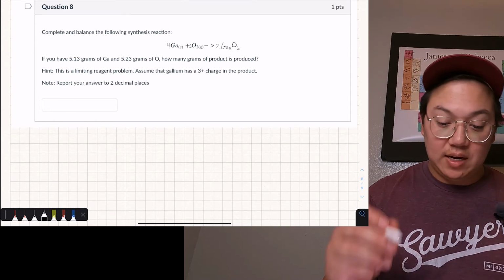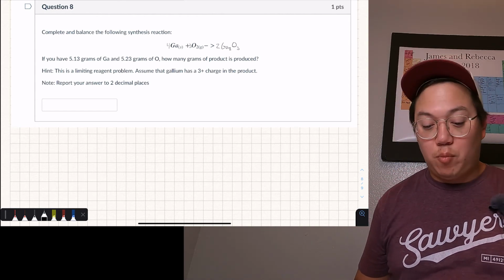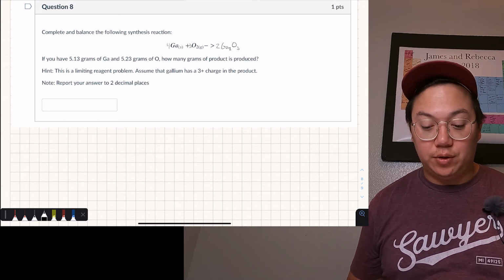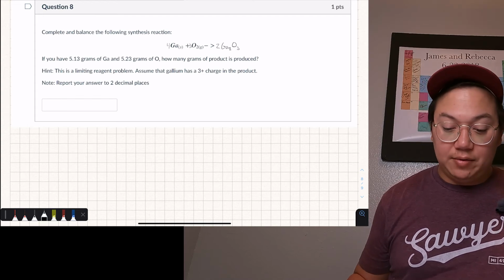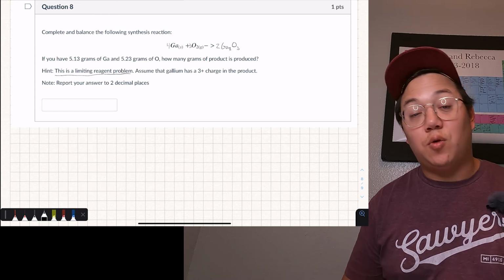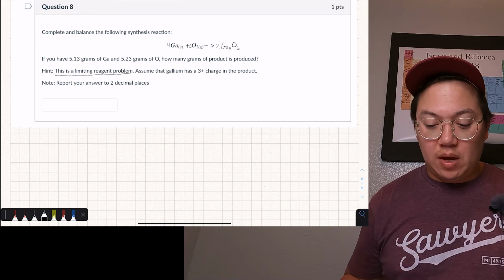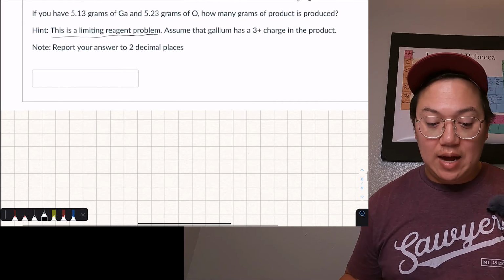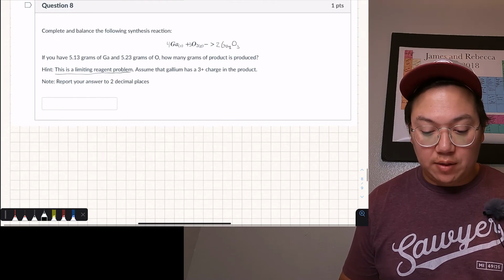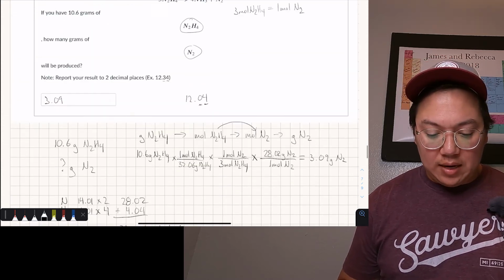Now, to the second part of this. If you have 5.13 grams of gallium and 5.23 grams of oxygen, how many grams of product is produced? And again, this is a limiting reagent problem, so one of these is going to run out before we've used up all of the other. In the end, we'll be making less product with one of these than with the other, or calculating less product.